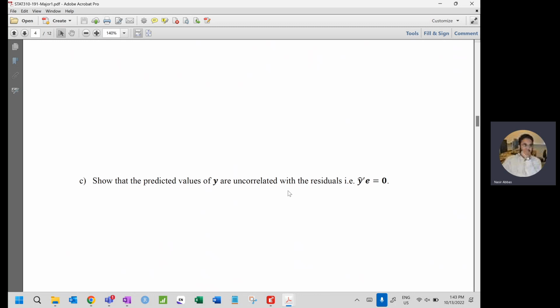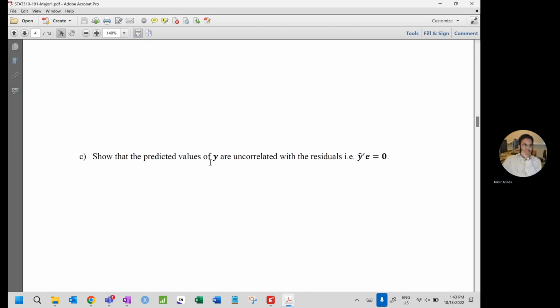Show that the predicted values are uncorrelated. From there, there is an assignment: part 1 is summation xi ei is 0. Part 2 is summation y hat ei is also 0. So the same pattern. The first part is summation xi ei is 0. The second is summation y hat ei is 0. So these are exactly the same pattern questions in multiple regression.